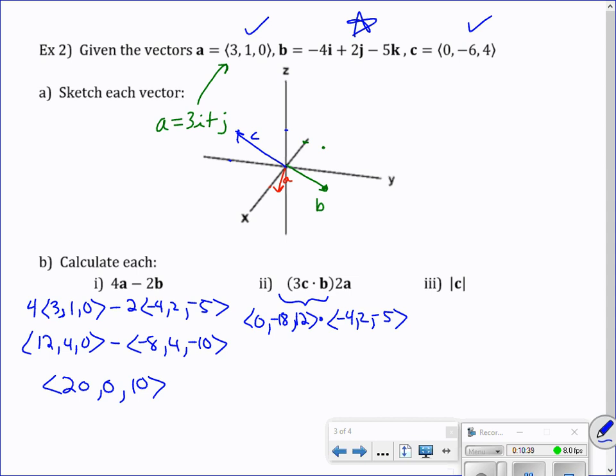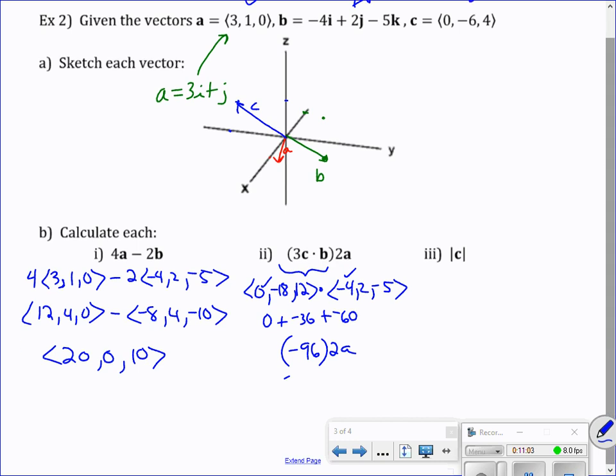So 0 is my first thing. I'm multiplying 0 times negative 4, plus then negative 18 times 2 is negative 36, plus 12 times negative 5 is negative 60. All right, so this is negative 96. So I have negative 96 times 2a. Well, 96 times 2, that's 192, right? So I have basically negative 192 times a.